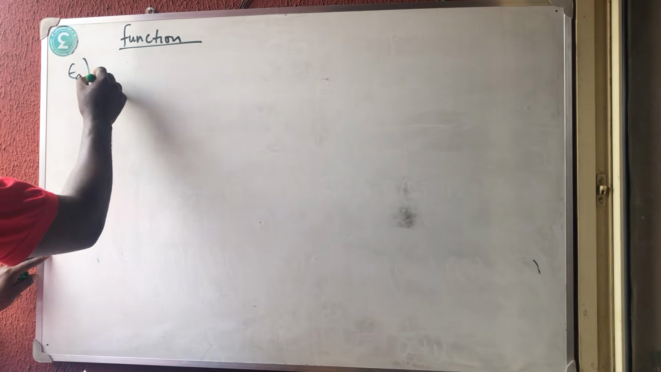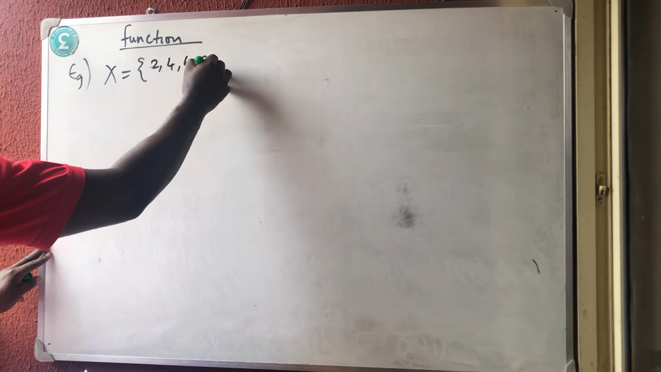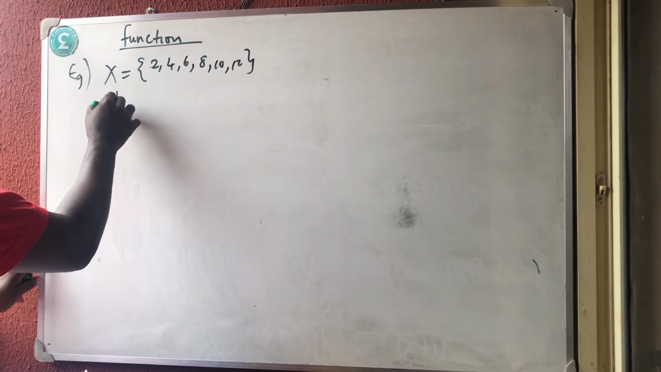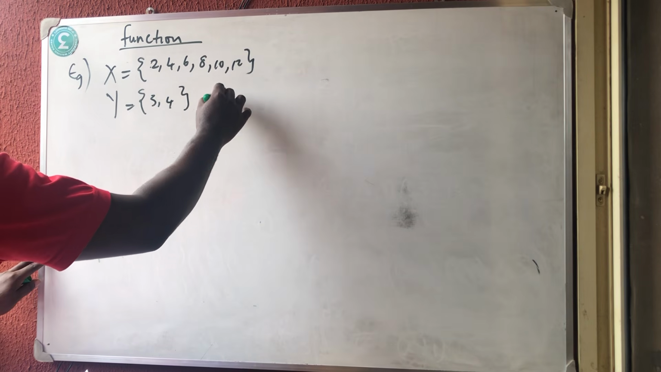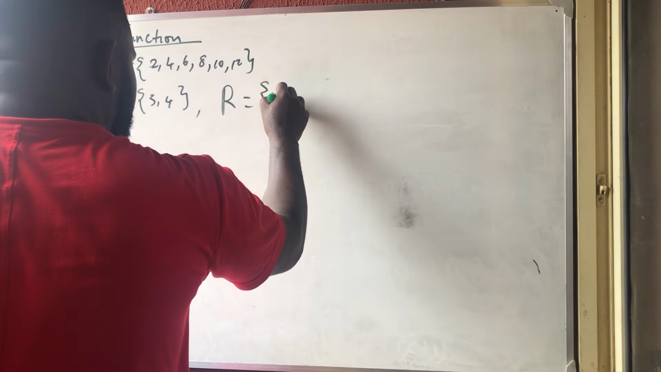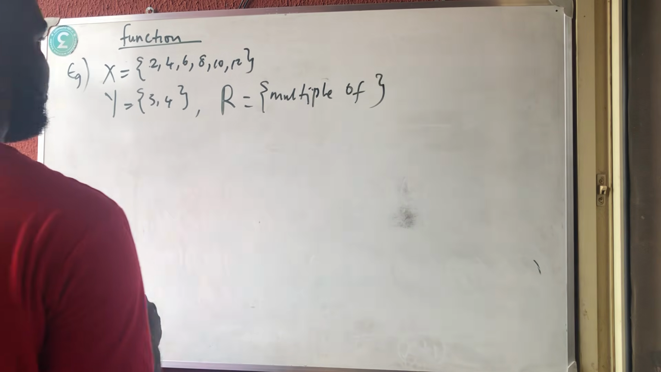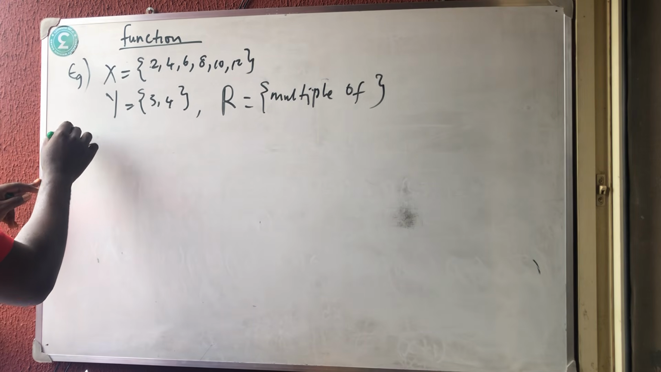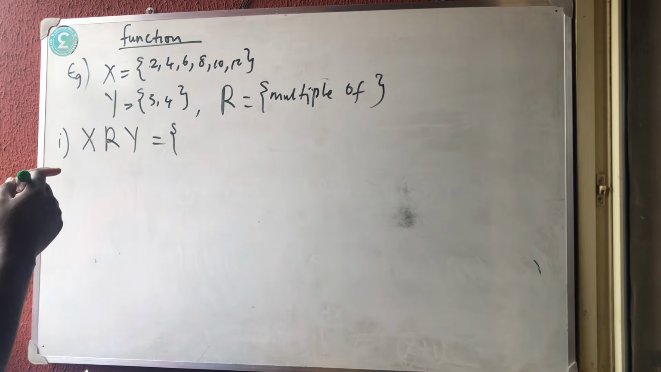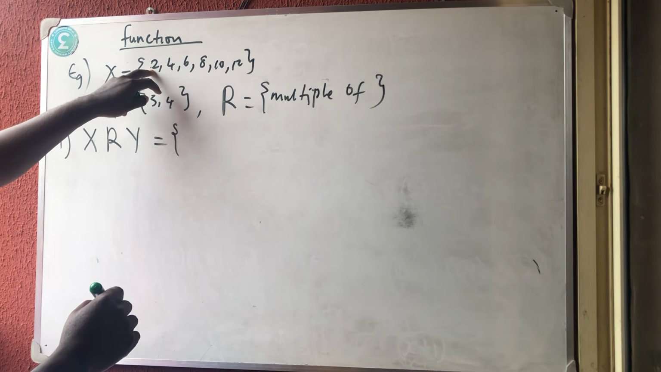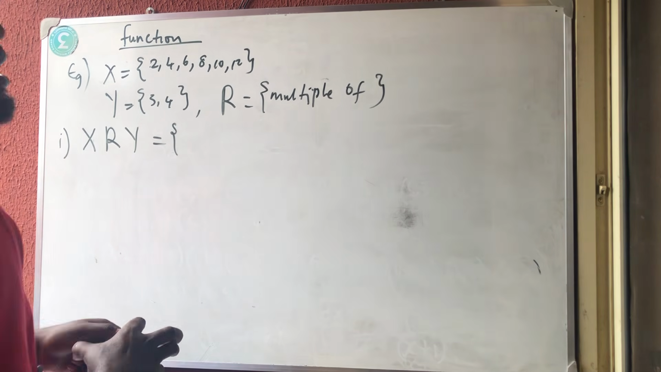Another example: they say that x is equal to the set of 2, 4, 6, 8, 10, 12, and y is the set of 3 and 4. Then I say that the relation between them should be multiple of. So now let's find the relation x relation y. What does it mean? Any element you pick from here must be a multiple of the next one you are picking from here. And you know that multiple means the bigger one.